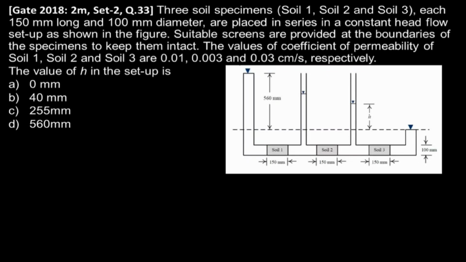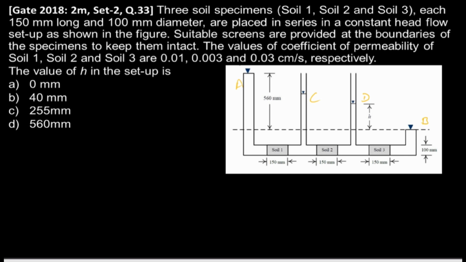In this question, they have given that the water is flowing from one point to another via three different layers of soil. Now, let us name the points. We'll name the starting point as point A and the ending point as point B. In between, there are 2 points, which we'll name point C and D. And we can find out the head loss at points C, D, and B.